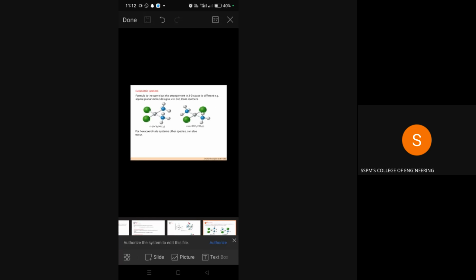see the geometric isomers. Geometrical isomers means what? Formula is the same. दोघांचा फॉर्म्युला सेम असेल पण अरेंजमेंट ऑफ ॲटम इन द 3D स्ट्रक्चर इज डिफरंट. दॅट इज कॉल्ड ॲज geometrical isomers. So geometrical isomers means formula is the same, molecular formula is the same, but it has different arrangement of molecules or atoms in the 3D space. Hence, it is called as geometrical isomers. So, two types of geometrical isomers, cis and trans.